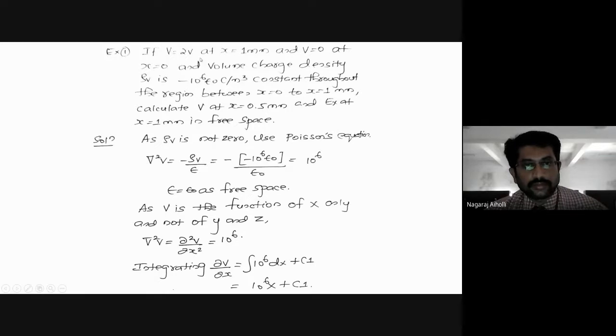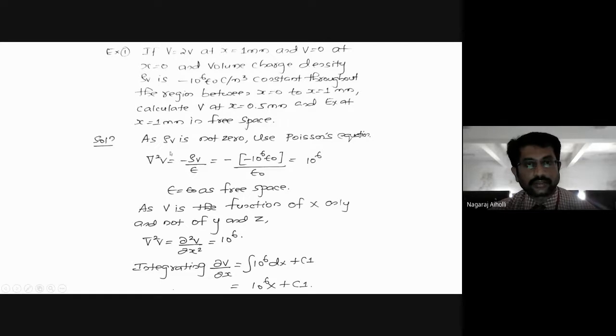Now, once we read the statement, we come to know that we have to use Poisson's equation. Rho V given is not 0. Rho V is minus 10 raised to 6 epsilon naught coulomb per meter cube. It is not 0, so we are supposed to use Poisson's equation. We cannot apply the Laplace equation. We can apply the Laplace equation only if rho V equal to 0. As rho V is not 0, hence we have to apply Poisson's equation.